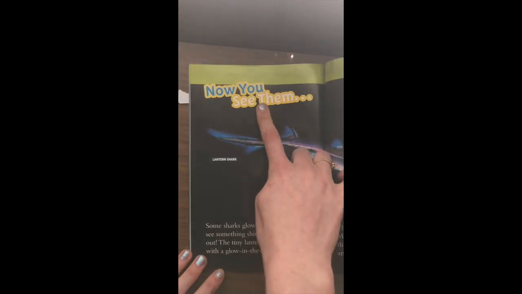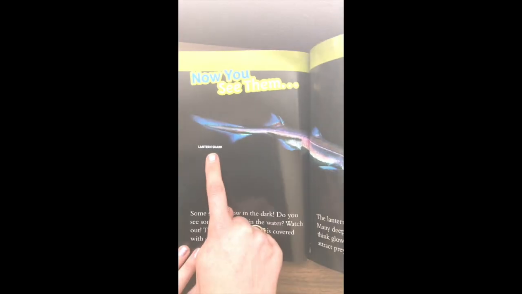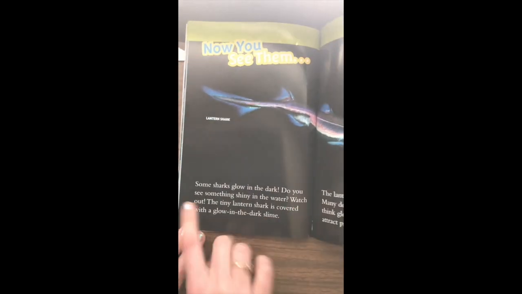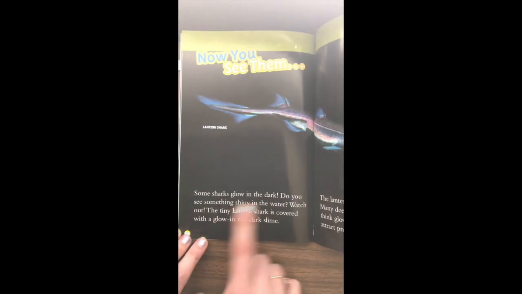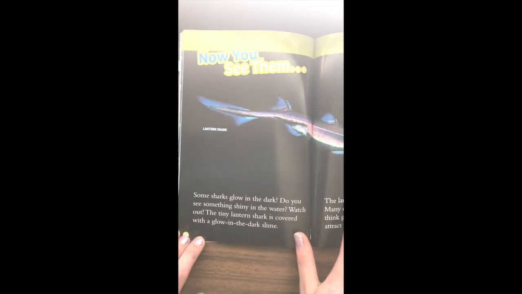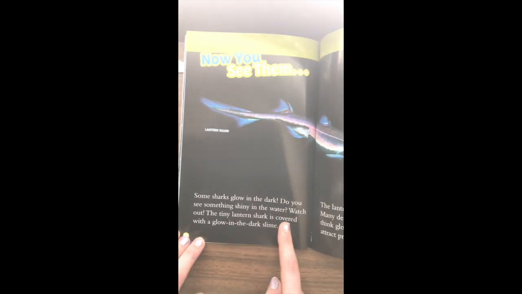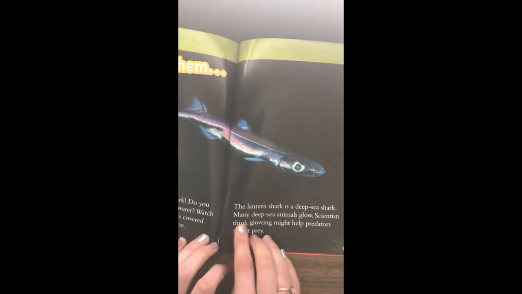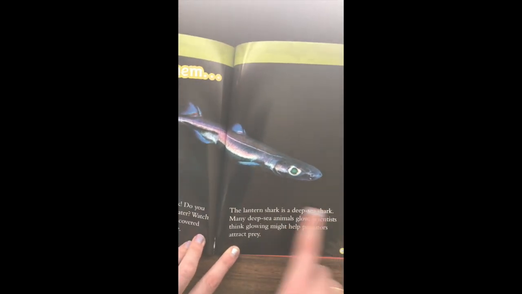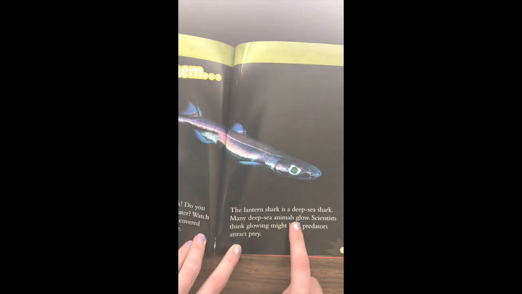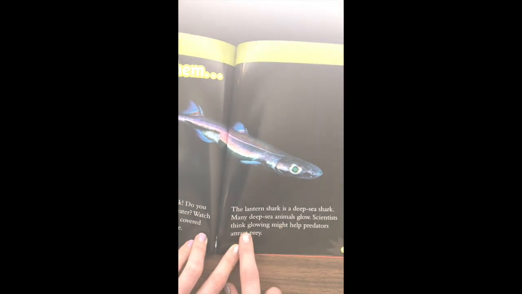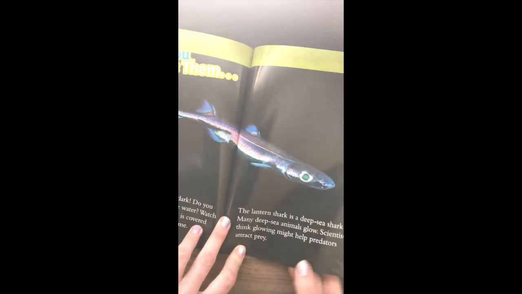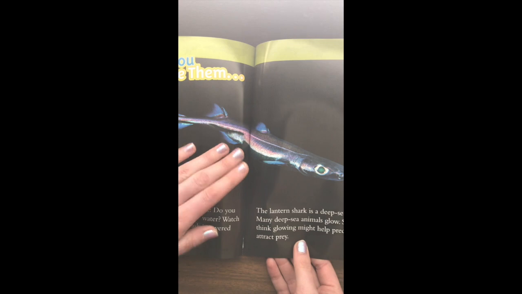Okay, here's a heading. Do you remember what this is called? It's a label. Some sharks glow in the dark. Do you see something shiny in the water? Watch out, the tiny lantern shark is covered with a glow-in-the-dark slime. Oh my goodness, look at it. The lantern shark is a deep-sea shark. Many deep-sea animals glow. Scientists think glowing might help predators attract prey. Ooh, looks like my fingernails a little bit.